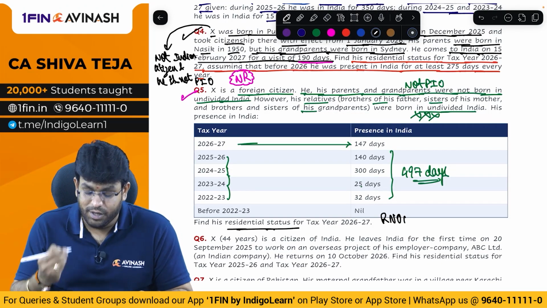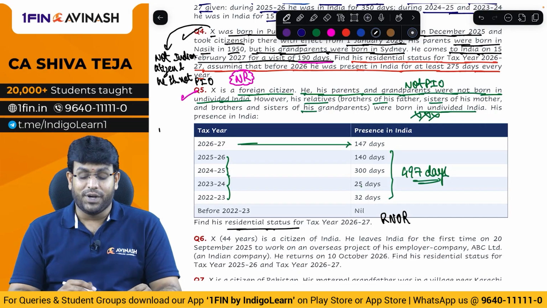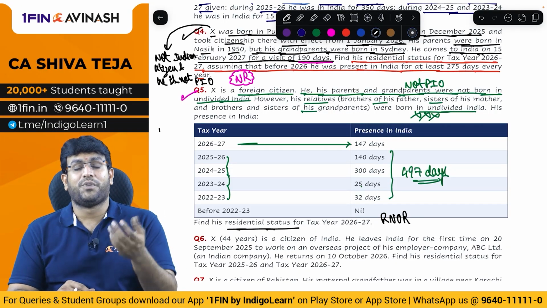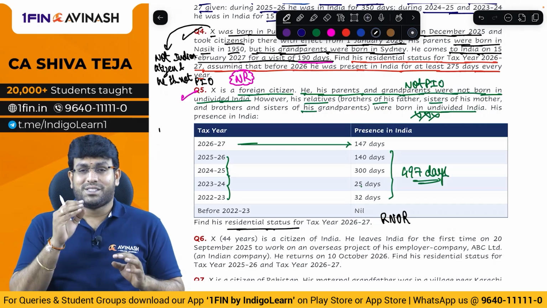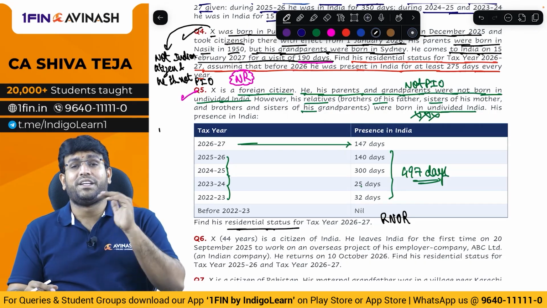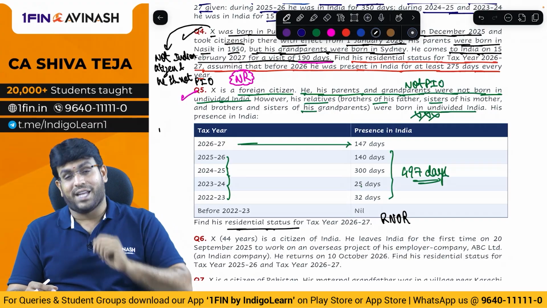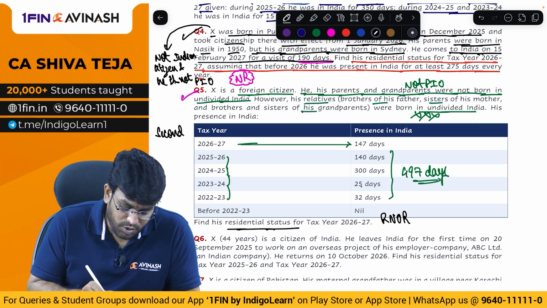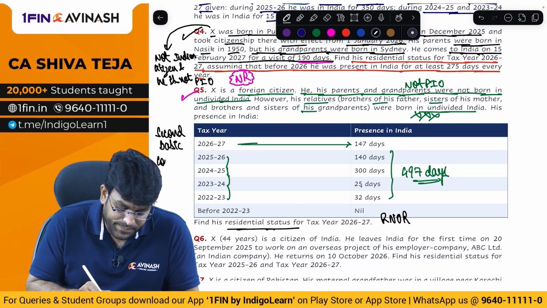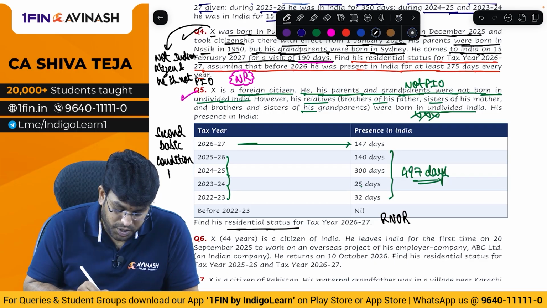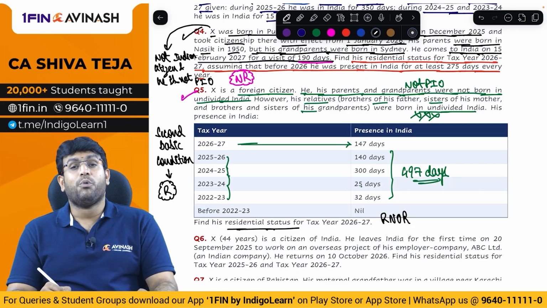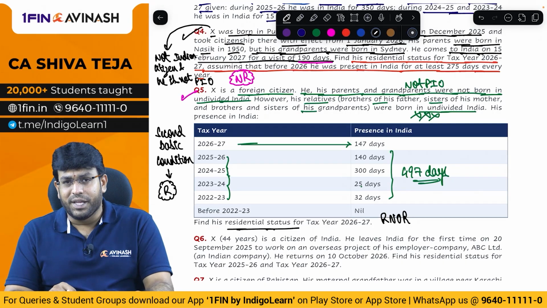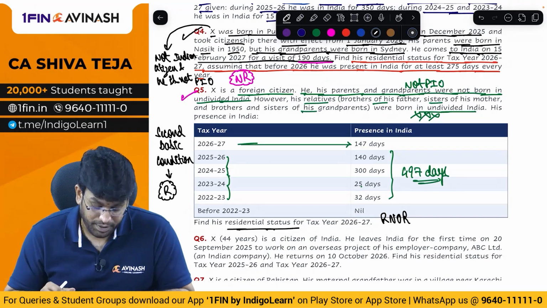My answer is RNOR. The reason is because he can satisfy the second basic condition, but he cannot satisfy both additional conditions together. Because the second additional condition clearly says 730 days or more during the last 7 years preceding the tax year. 730 is not satisfied. So he can satisfy the second basic condition and we will treat him as resident. But he cannot satisfy both additional conditions together. That is the concept. Makes sense, everybody? Please reply. Good.